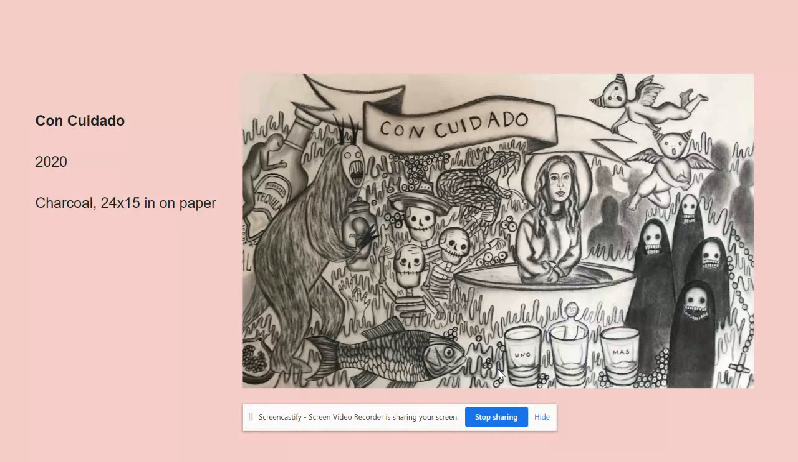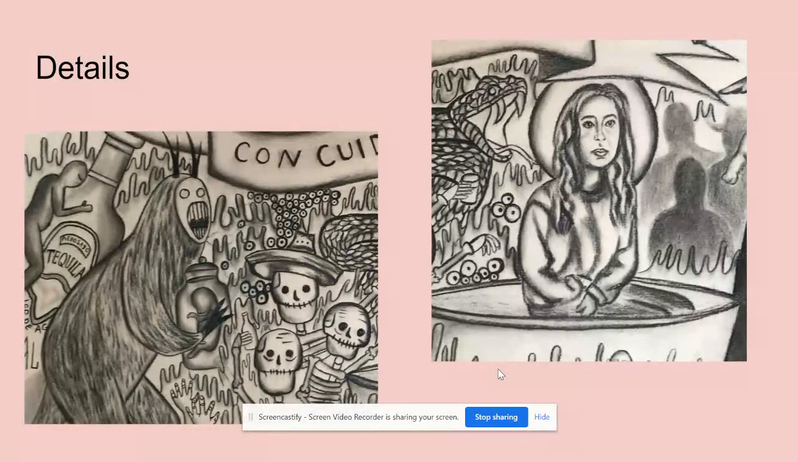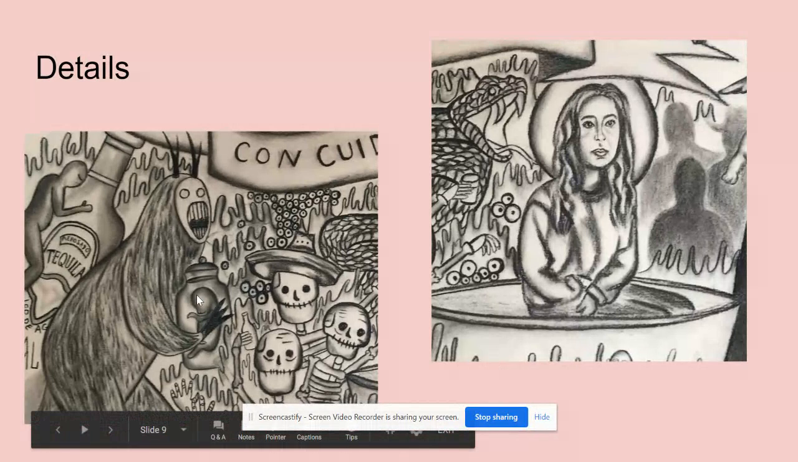And that is something that I experienced in my culture as well as, as you can see from the far left, the addiction to alcoholism and the adoration for that. And these are the closer up details, as you can see the baby in the jar.